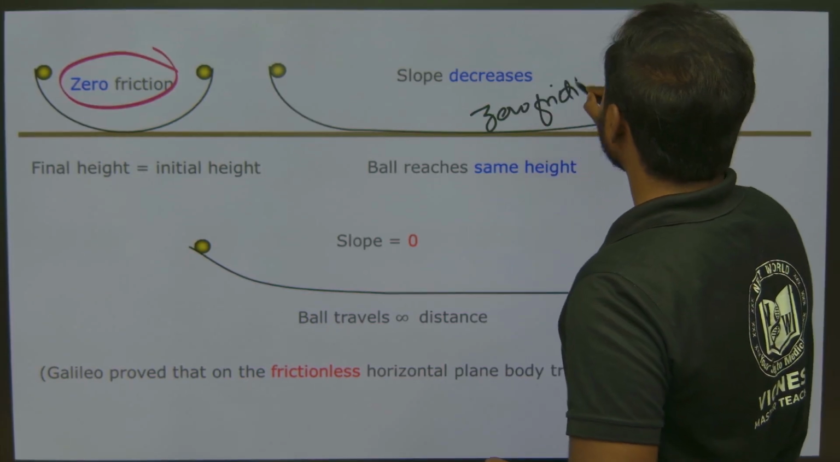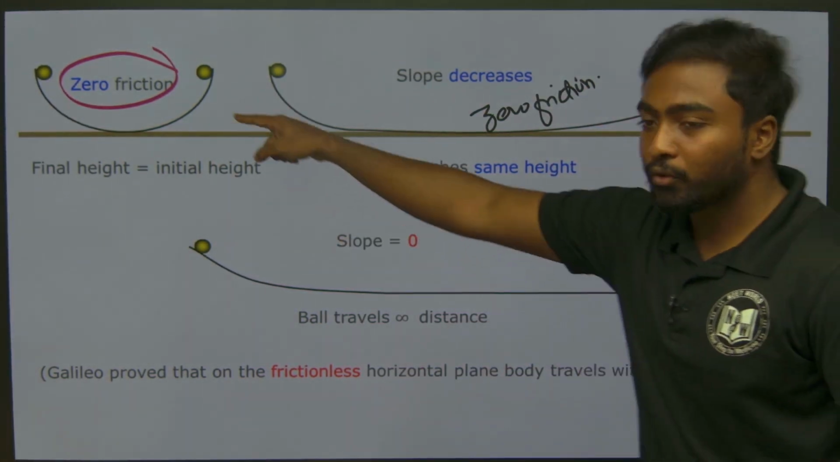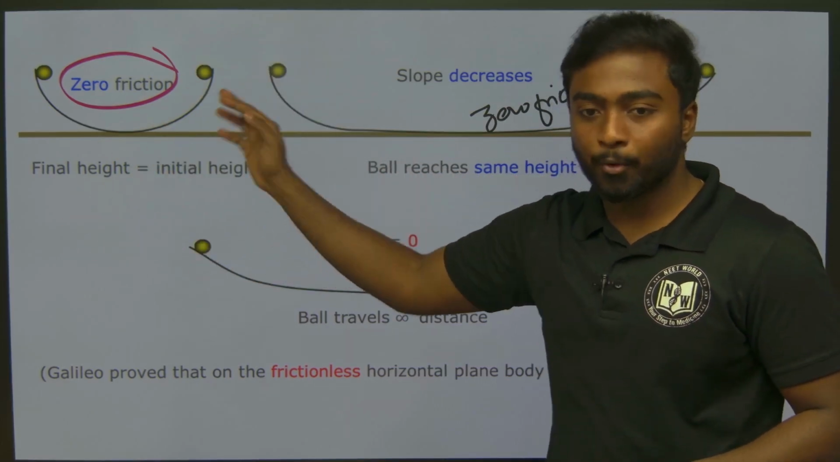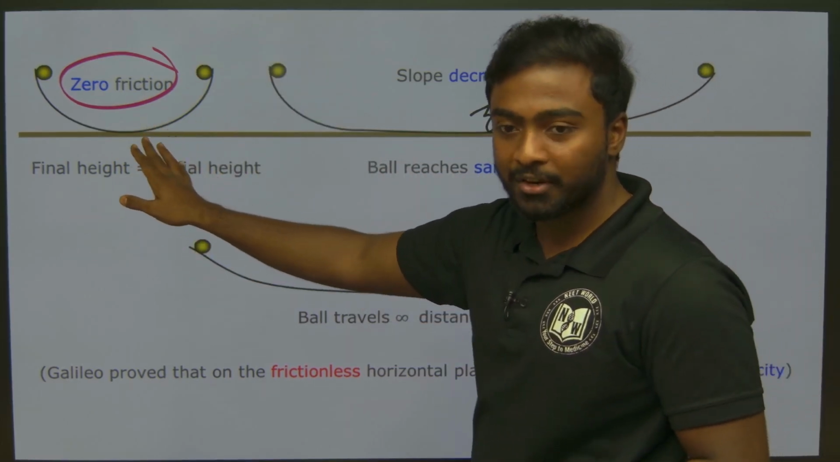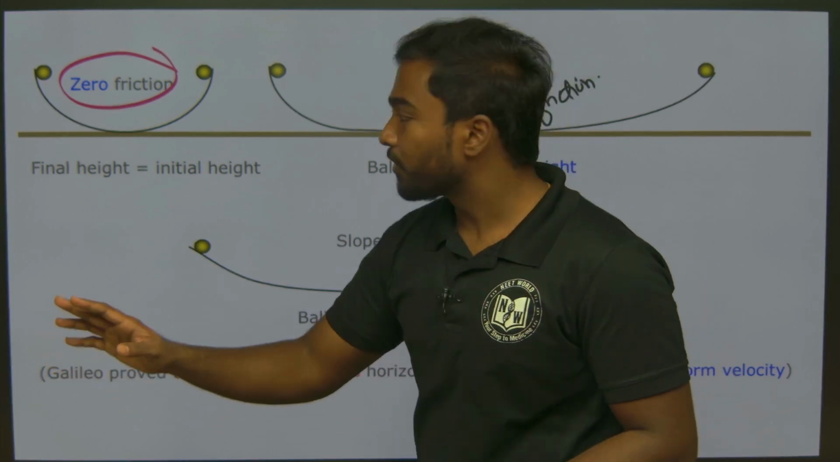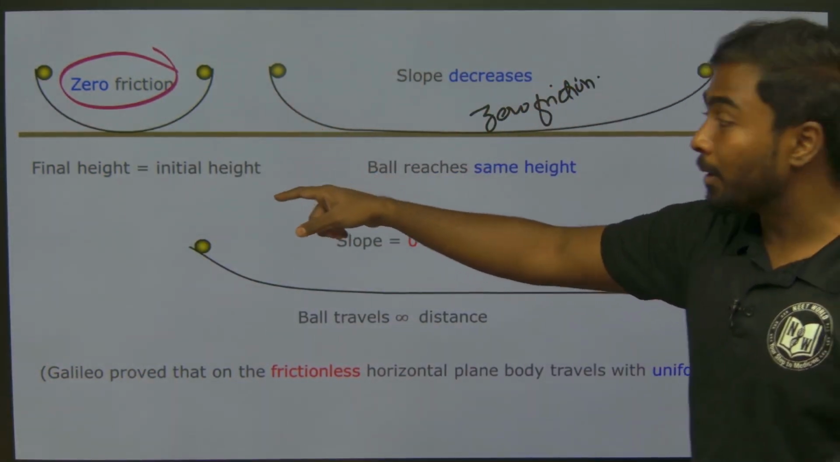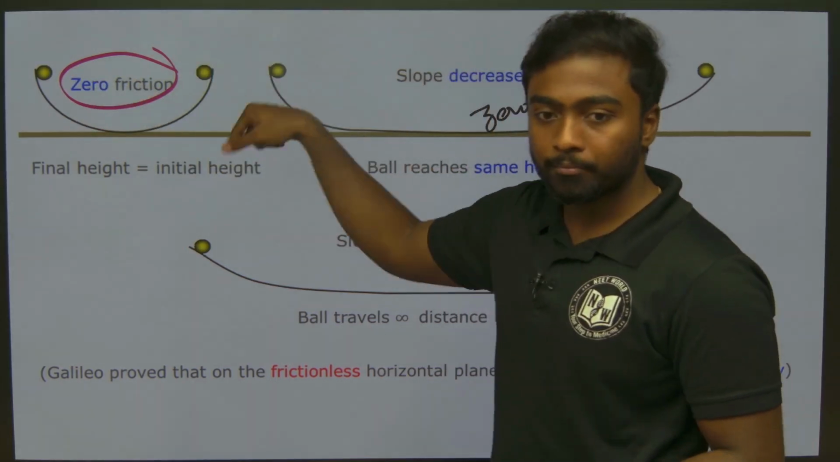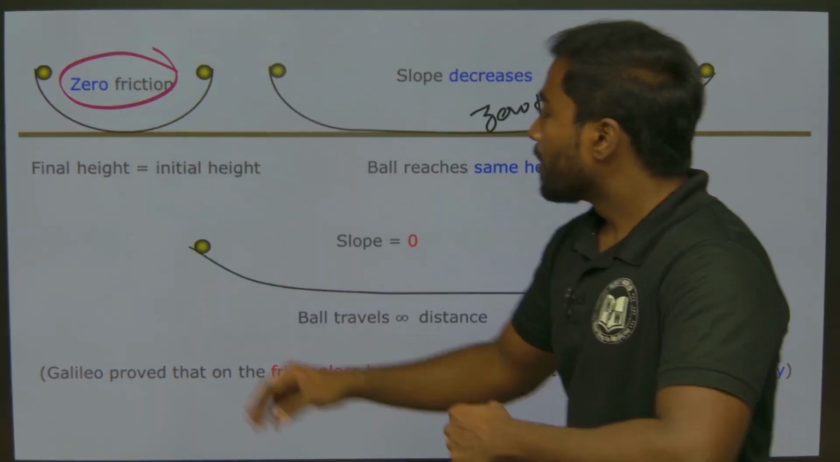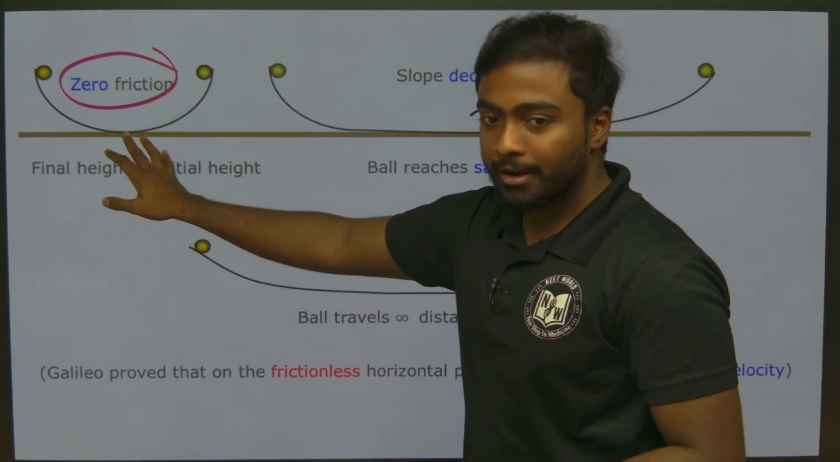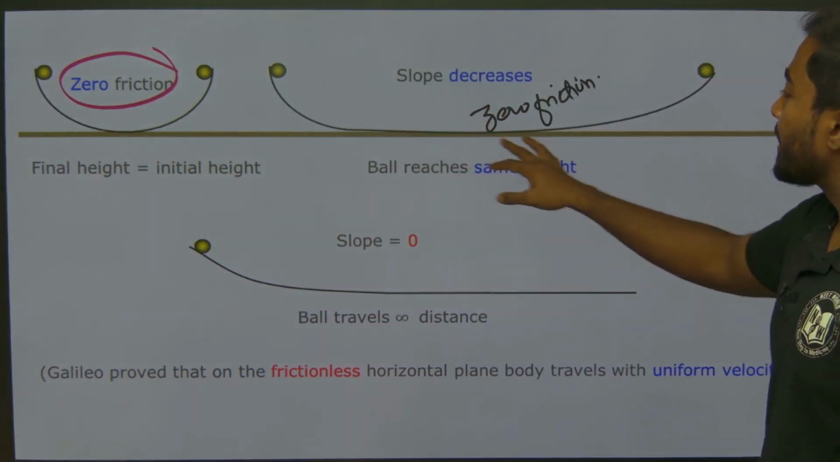If friction is there, what will happen? The object's velocity will decrease, which means friction is an opposing force. In basic class we studied about friction, which is nothing but an opposing force. So here zero friction, here also zero friction, which means it will not change. It will go with the same velocity only. So final height is equal to initial height. Here also the ball will reach the same height.